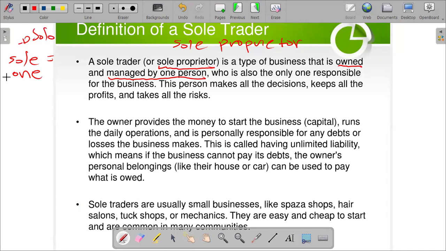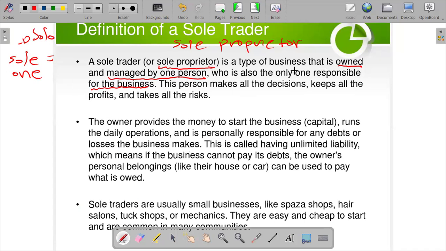Derived from the word solo. So a sole trader is a type of business that is owned and managed by one person who is also the only responsible person for the business. So this is in terms of legal entity, in terms of profit sharing, in terms of who actually is running or responsible for the business.